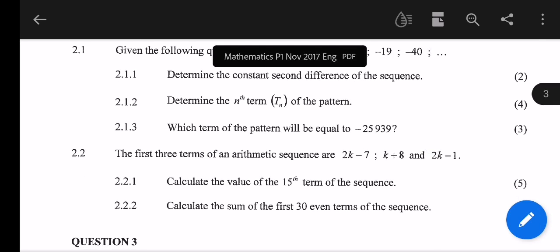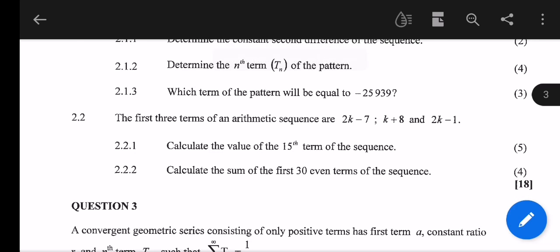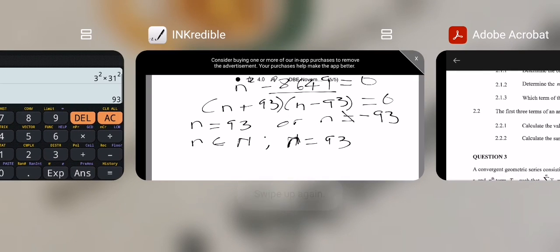Our next question, 2.2. The first 3 terms of an arithmetic sequence are 2k minus 7, k plus 8, and 2k minus 1. Calculate the value of the 15th term of this sequence, for 5 marks. Now they're not saying calculate the value of the 15th term in terms of k, which means we've got to calculate the value of k.